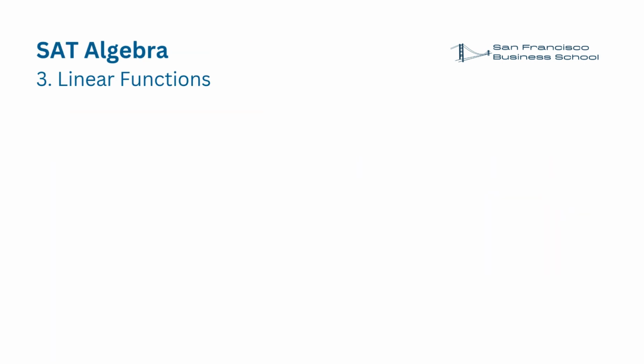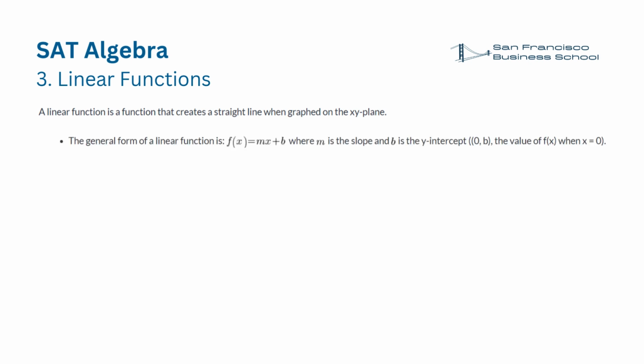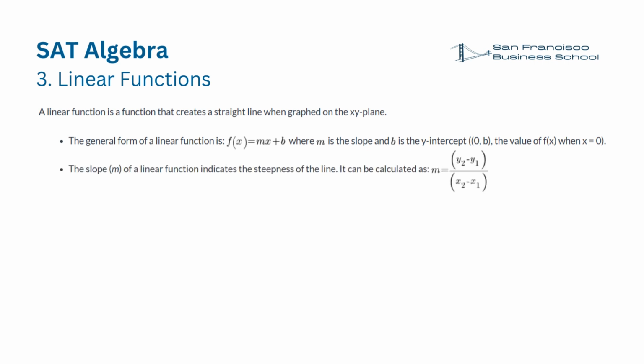3. Linear functions. A linear function is a function that creates a straight line when graphed on the xy plane. The general form of a linear function is f(x) equals mx plus b, where m is the slope and b is the y-intercept, (0, b), the value of f(x) when x equals 0. The slope, m, of a linear function indicates the steepness of the line.